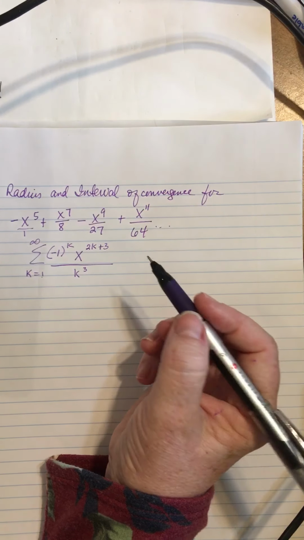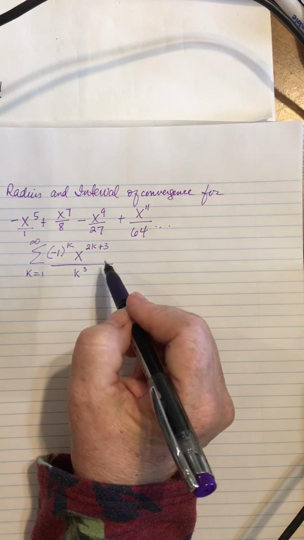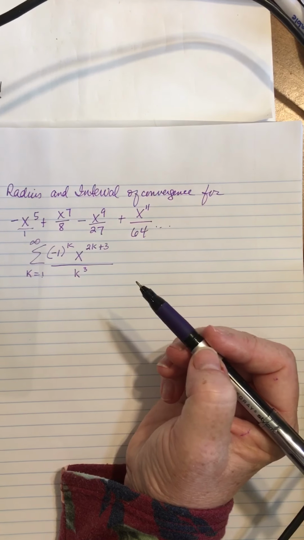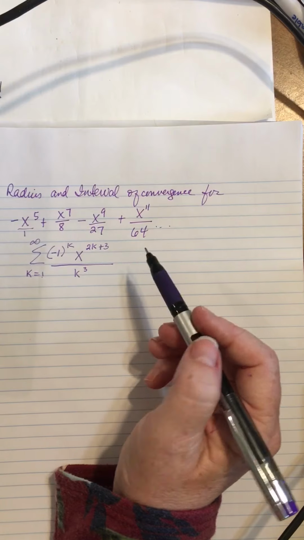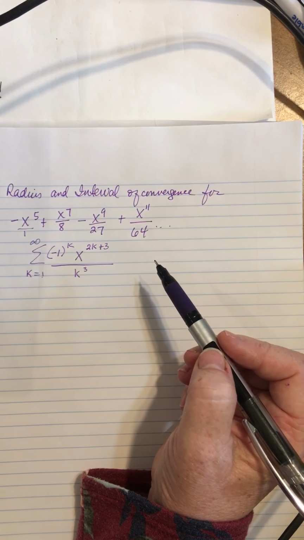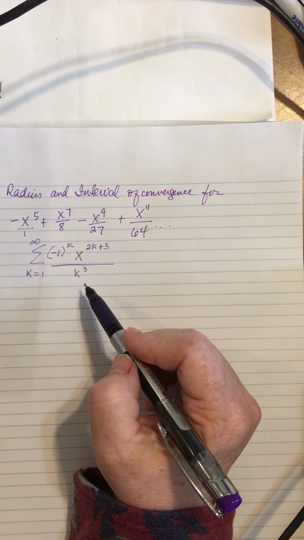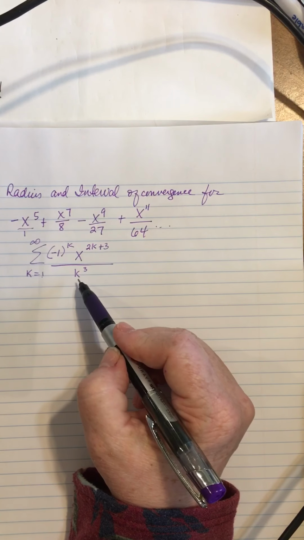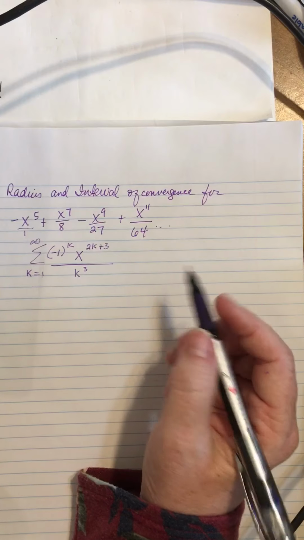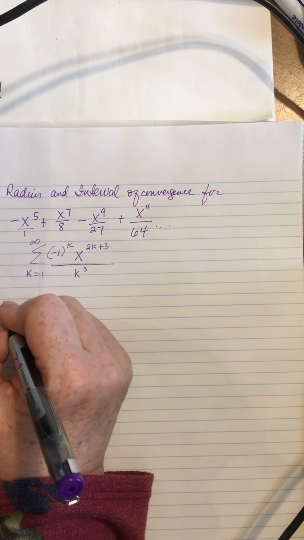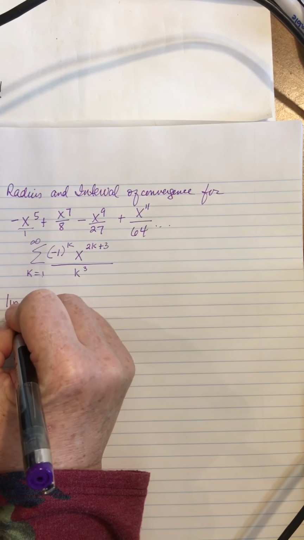Now, to find radius and interval of convergence, we use either the ratio, the root, or the geometric series test. If you can use the geometric series test, that's awesome because you don't have to check the endpoints separately. Unfortunately, this is not a geometric series. This k cubed kind of messes with that, so I'm going to go use the root test, or pardon me, the ratio test.